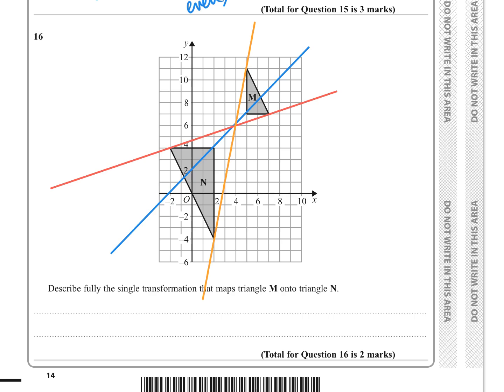So without making a mess of this, can you see that would be my centre of enlargement? So my centre of enlargement would be at 4 along, 6 up. But by what scale factor?